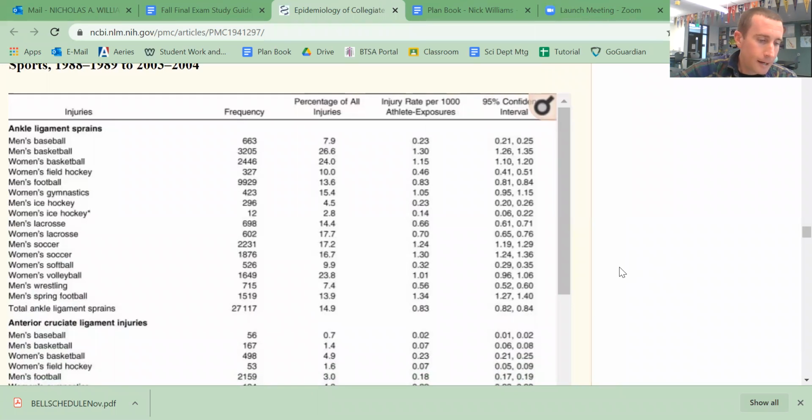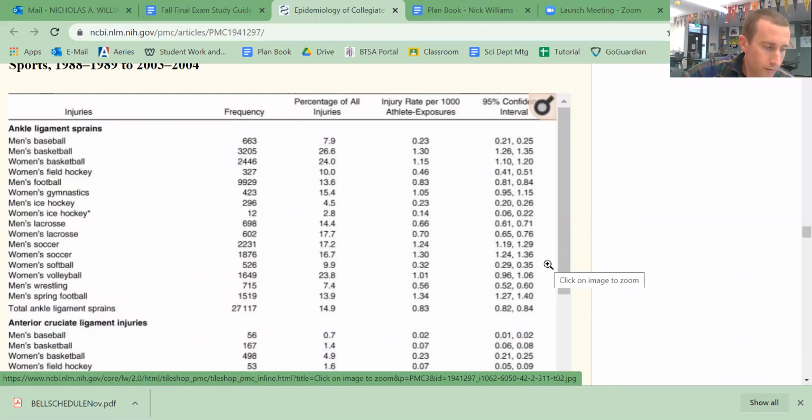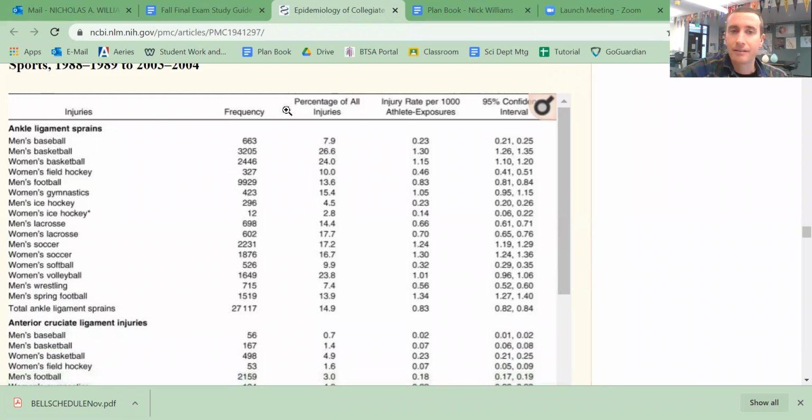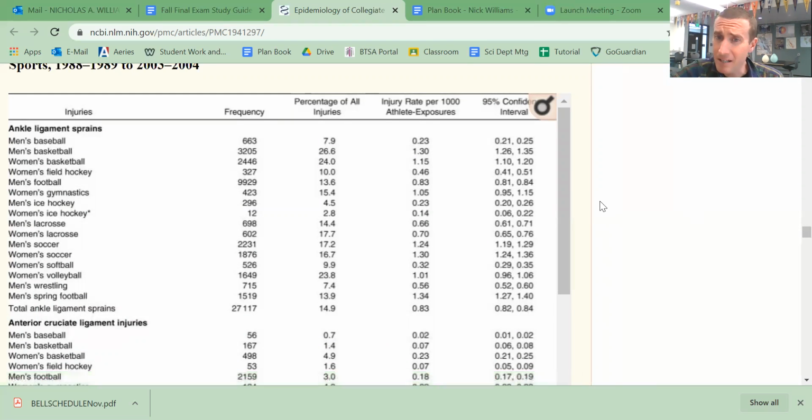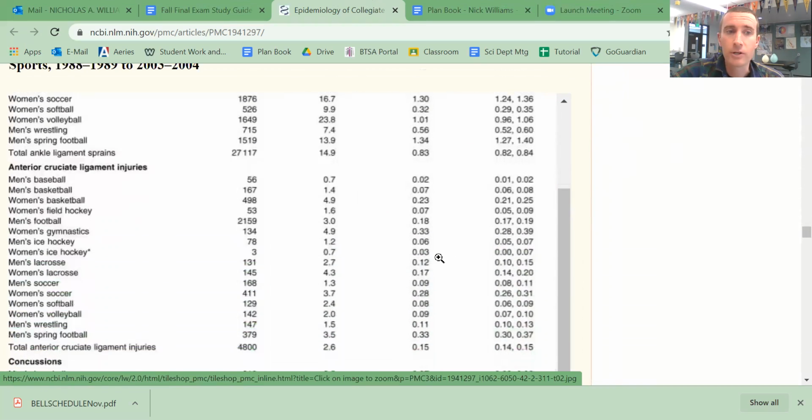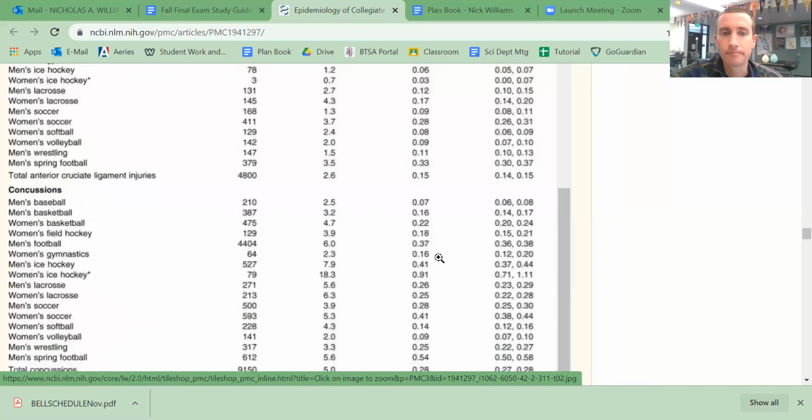So same questions as above. Let's take a look at a row, and then we'll take a look at a column. So I'm going to take a look at men's and women's soccer, and then men's and women's lacrosse, because I think those might be interesting. So just taking a look here, actually take a minute, read through the table and see what you notice. Go ahead and pause the video and see what you can see. What stands out to you?